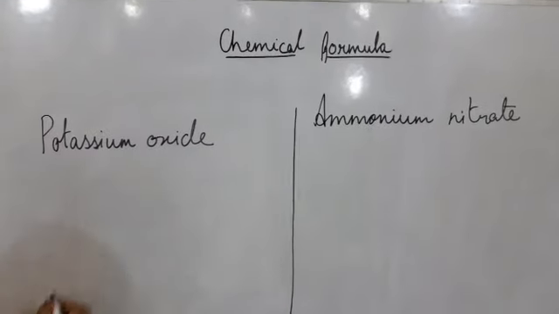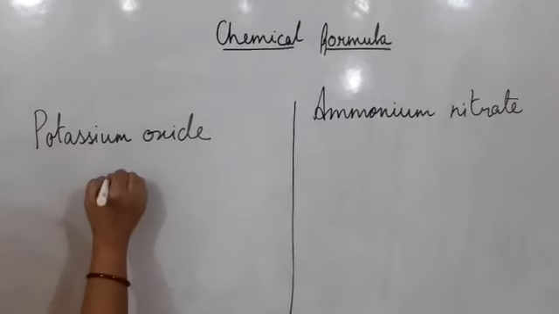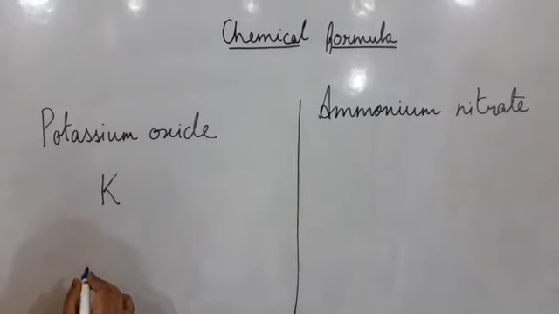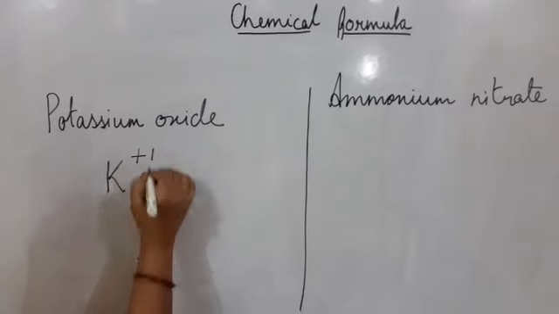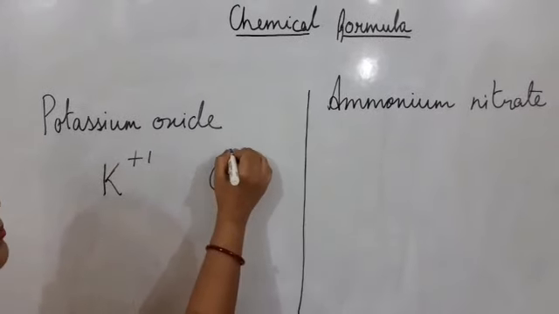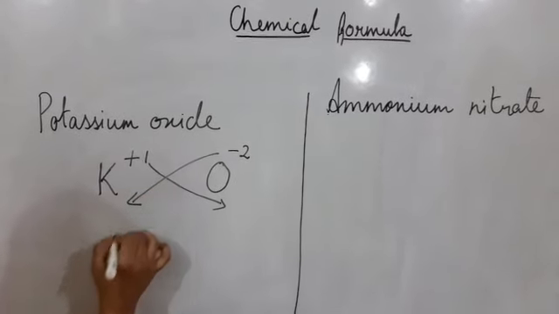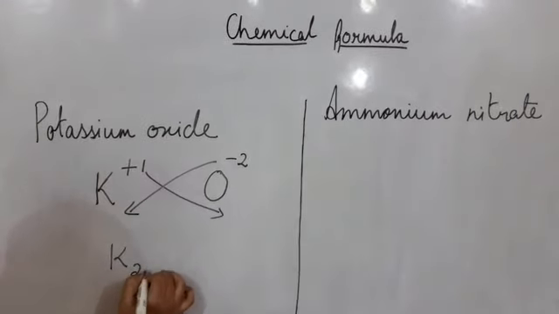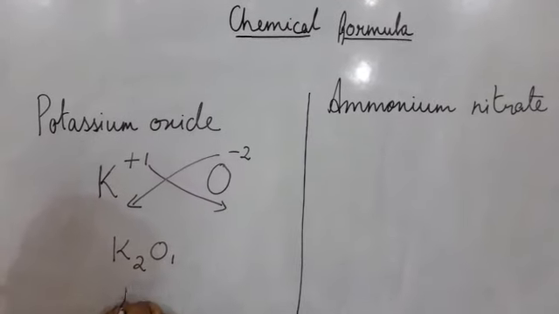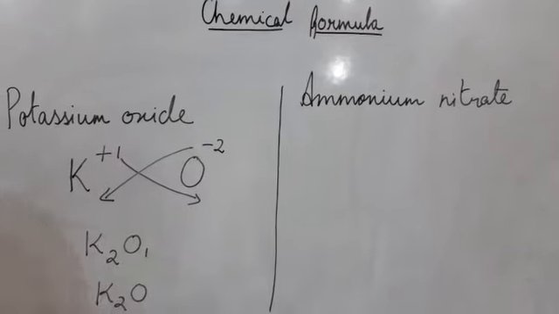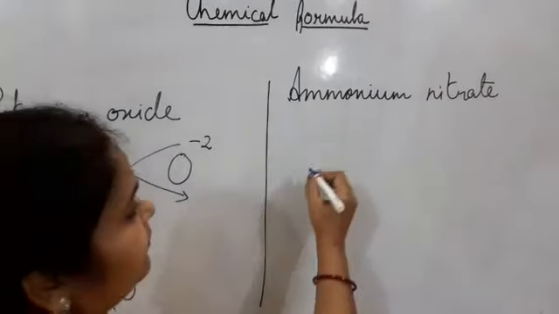Next example is potassium oxide. Symbol for potassium is K. Charge of potassium ion is plus 1. Oxide is minus 2. Exchange the valencies. So you will write down K2O1 or K2O. The last one for today is ammonium nitrate.